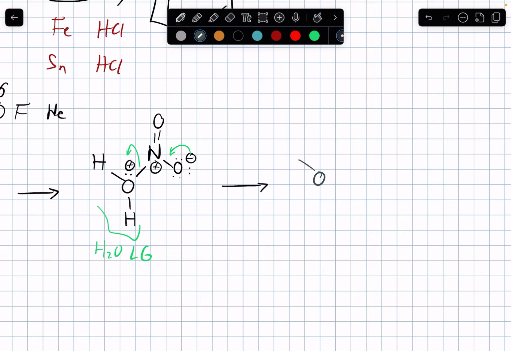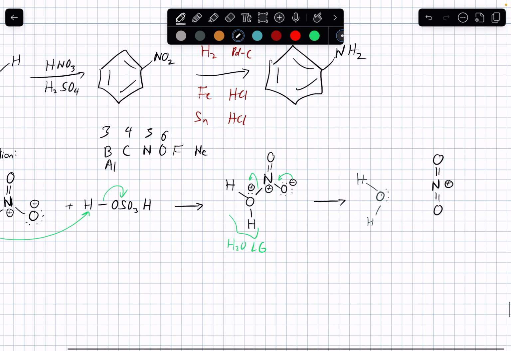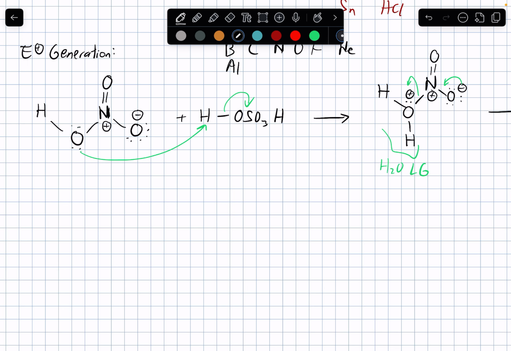Yeah, wait. Let's see. Yeah, so that's neutral already. Nitrogen, on the other hand, with its two oxygens, it's going to look like this. And two pairs. No. 1, 2, 3, 4. So only 4. It's positively charged. We're not going to need water anymore, so we don't have to write it. It's not part of it anymore. So hold on to that electrophile.